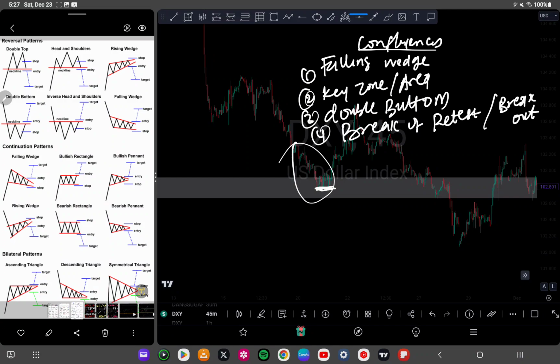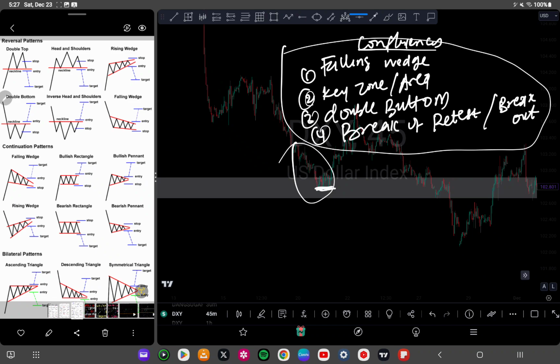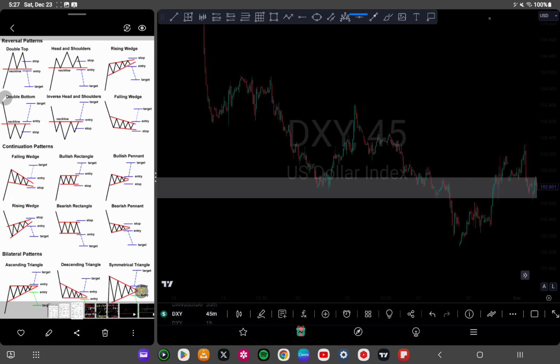So these are the confluences for us to take the trade, guys. This is what you see for me to be able to take that trade. I'm not just taking the trade because it's a falling wedge, because sometimes, trust me, it looks like a falling wedge, pushes up a little bit and just tanks to the downside. That's what I'm saying. The more confluences you have, there's a higher probability of it actually working.